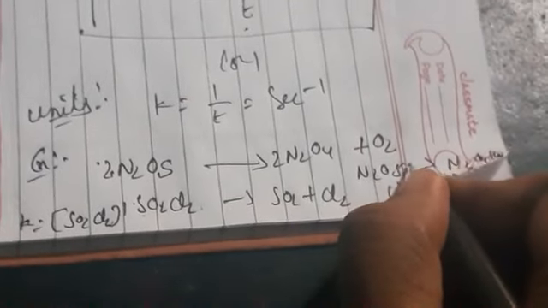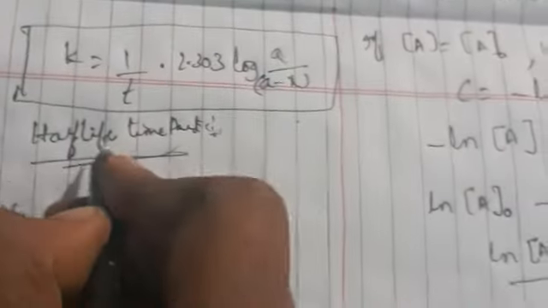But what is the mechanism for this? N2O5 gives rise to N2O4 plus O, and O plus O gives rise to O2. So here the concentration of N2O5 is 1. After doing the mechanism, we are getting order 1. So these are the examples of first order reactions. Not only this, you can take organic reactions also, like hydrogenation of ethene. So these all will come under the examples.